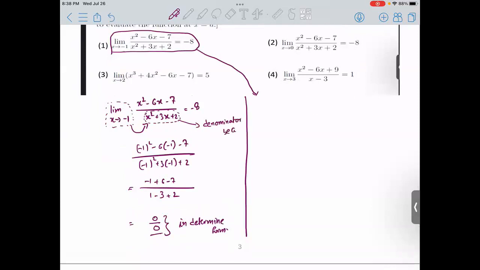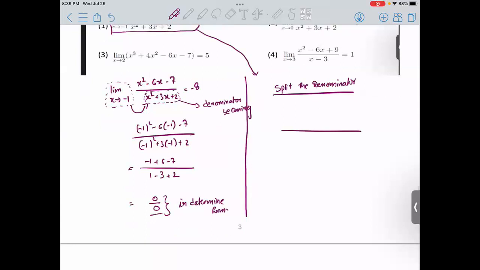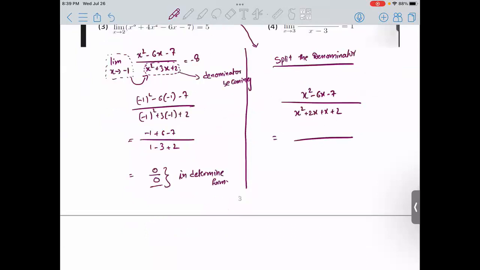So what we will do is split the denominator: x square plus 2x plus x plus 2. And we will also split the numerator. Firstly, we don't split the numerator, let us see. Then we get x into x plus 2 plus 1 into x plus 2.